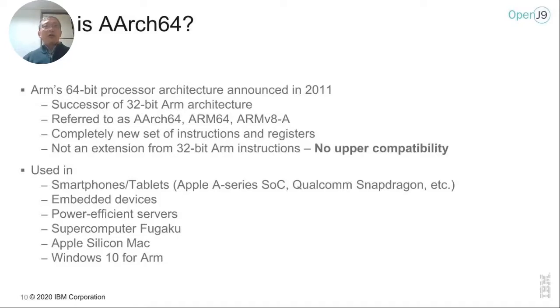Japanese supercomputer Fugaku uses CPU cores of AArch64 architecture with vector extension. You may know Fugaku was number one in the recent Top500 list of supercomputers. And you may also know that Apple started to switch the processor in their Macintosh from Intel processors to its own 64-bit ARM processor last month.